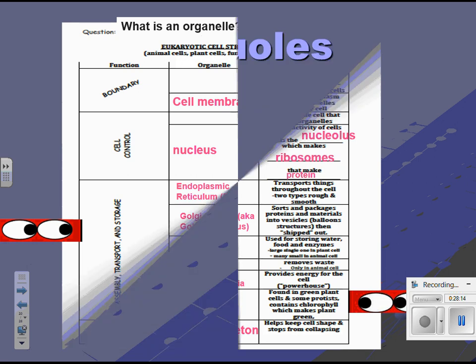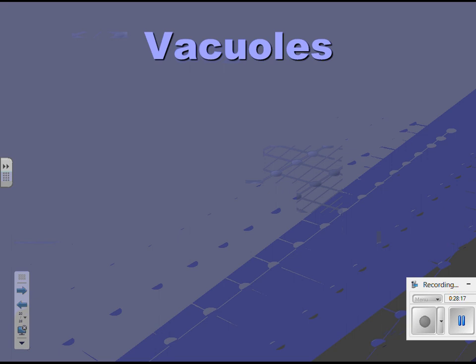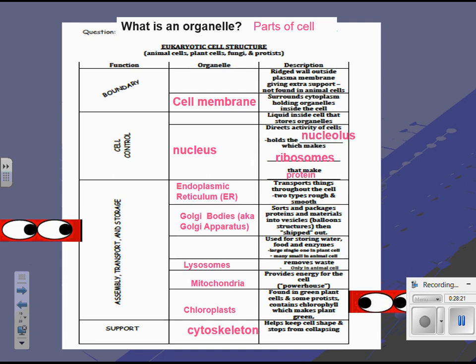Your next organelle is vacuoles. Now, let me go back to chloroplast for a second because I didn't give you your analogy. Because it makes food, chloroplast for our city would be like our city missions or our food pantries. Not every city has one, like not every cell has a chloroplast. It provides food for the city.